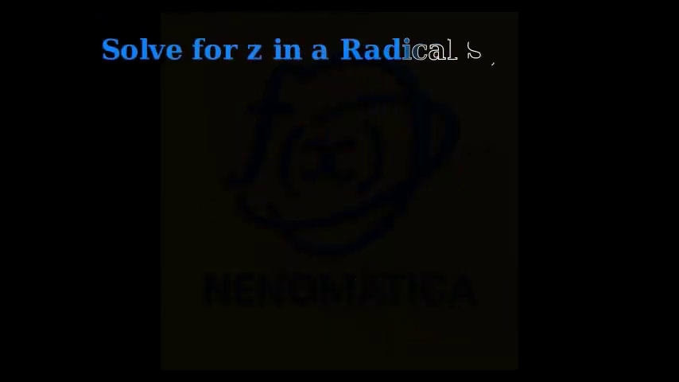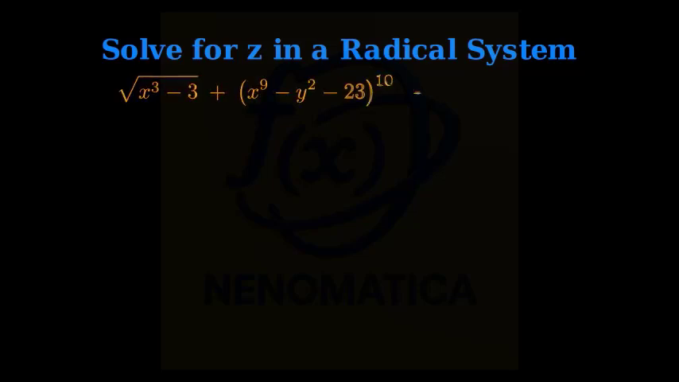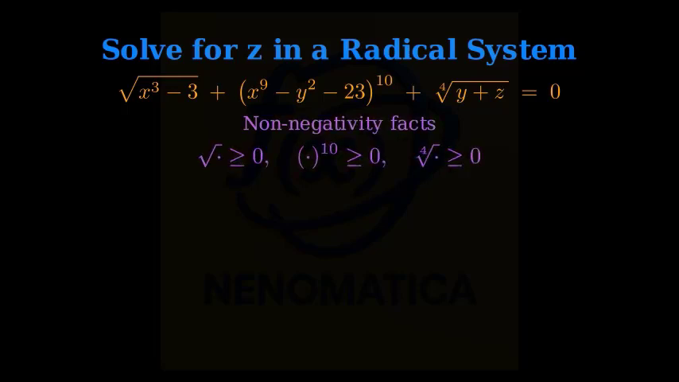In this lesson, we will solve a radical system and find z. We will use the idea that a sum of non-negative terms can only be 0 if each term is 0. Here is the equation. The square root of x cubed minus 3 plus the quantity x to the 9th minus y squared minus 23, all raised to the 10th power, plus the fourth root of y plus c equals 0. Each of these three parts is non-negative. A square root is never negative, an even power is never negative, and a fourth root is never negative. So if their sum is 0, then each term must be 0.